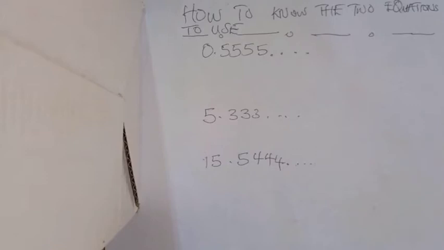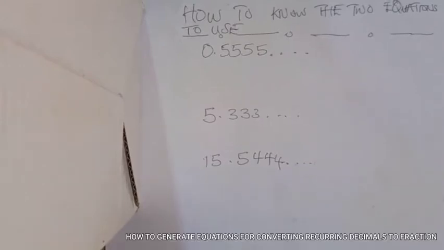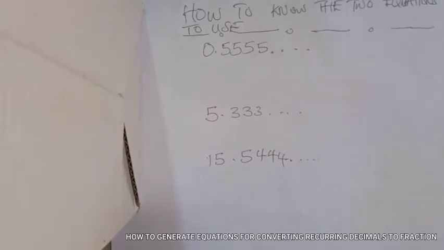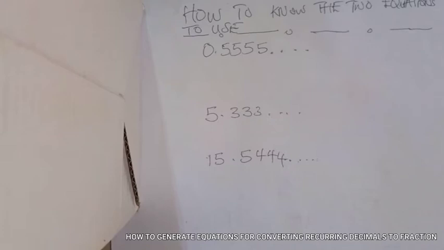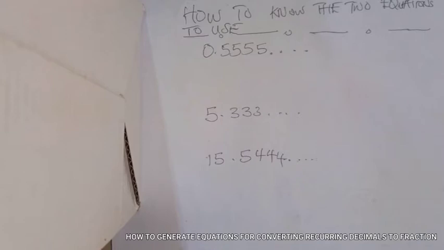Hello, guys. I want to explain something that is of good interest to us, because I know some of us might be wondering, how do I know the two equations to generate before I can convert recurring decimal numbers to fractions?